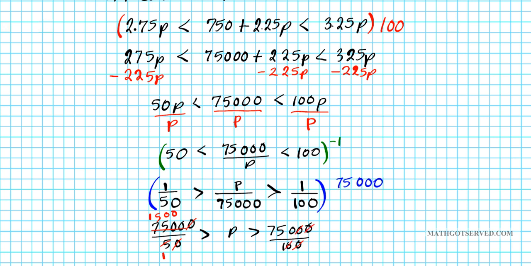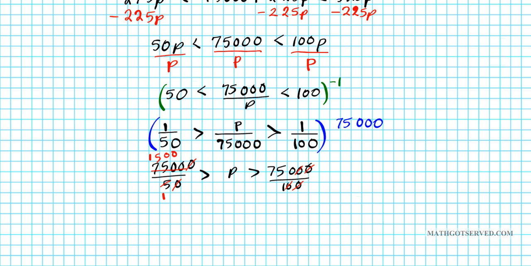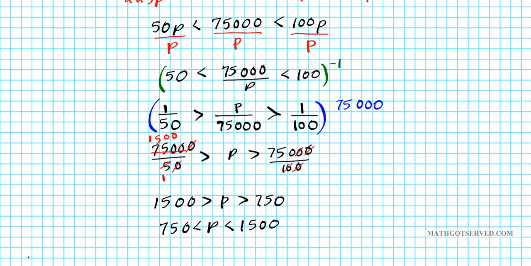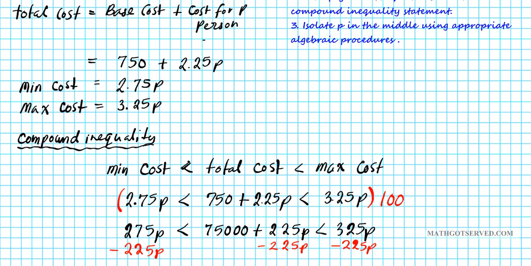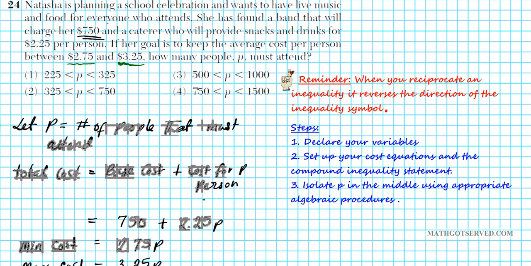Let's go ahead and rewrite that. We have 1500 is greater than p, and p is greater than 750. If you want to order it from least to greatest, you can rewrite this as 750 is less than p, and p is less than 1500. All right, so that's your final answer. The answer is option number 4. Okay, so that's that.